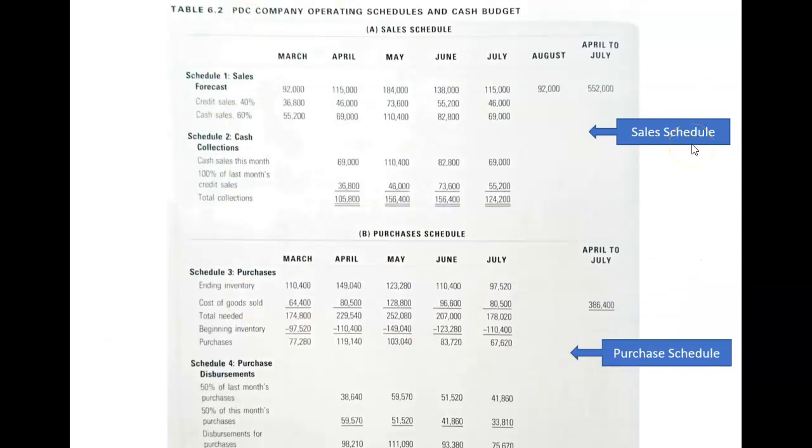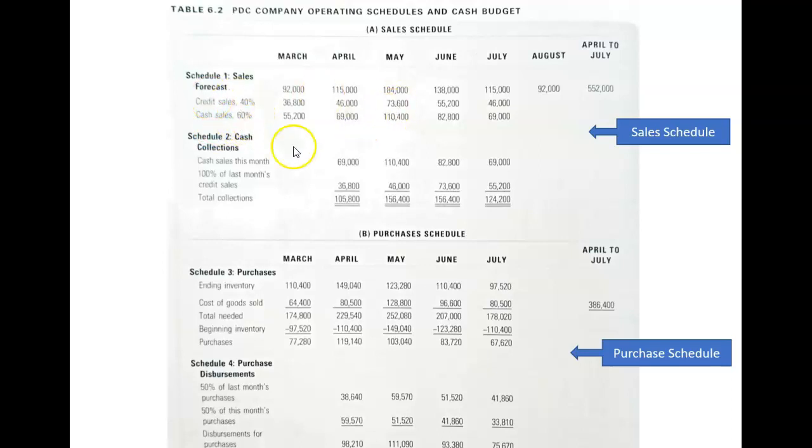I mean the operating schedule. We start with the operating schedules. The first one is the sales schedule. The sales schedule involves the sales forecast, the activity that I asked you to do with your group. For example, this company has credit sales and cash sales. 40% of their business will pay them through credit, for example hutang, or through credit card, or through whatever techniques or methods, as long as it is in terms of credit. The cash sales is 60%.